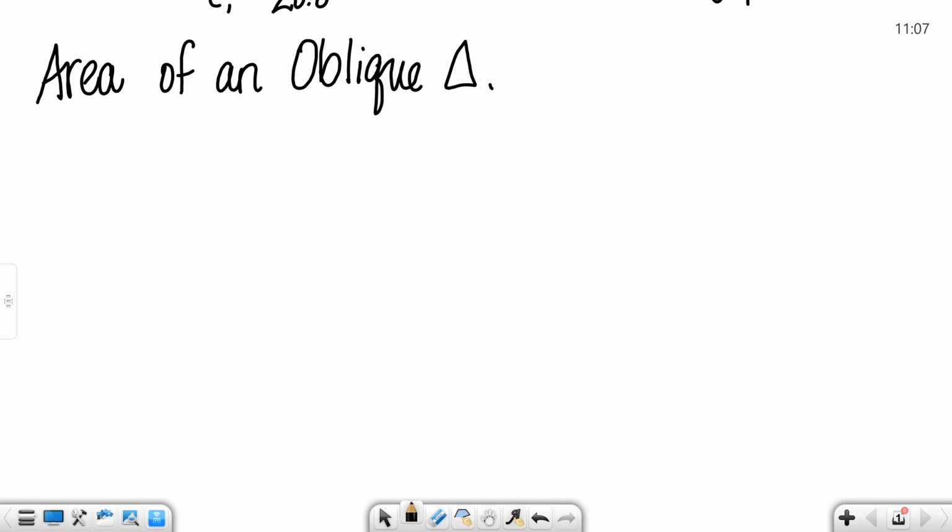And the area of just a regular old triangle, we just say 1/2 base times height. But what if it's the area of an oblique triangle, which just means that it's not a right triangle? Right, so it could be acute or it could have an obtuse angle, it doesn't matter. Okay, so I'll draw one that appears to be acute.